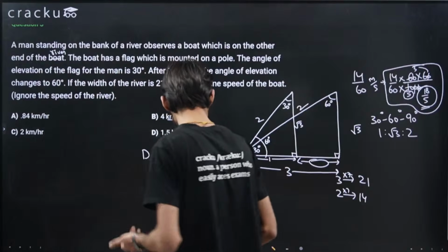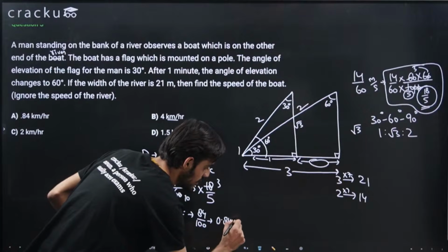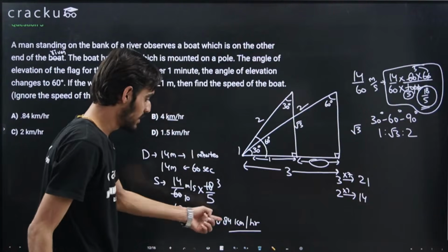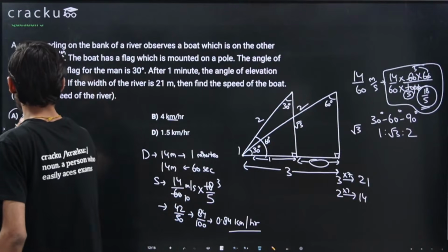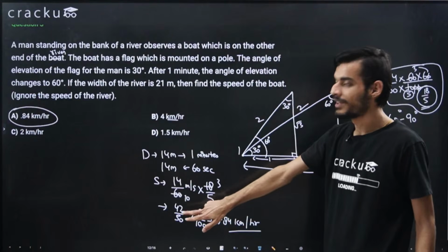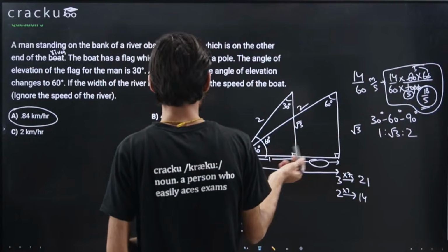Because we are not getting an integer answer. This is 0.84 kilometer per hour. I thought the answer will be integer, but it is not. So this is 0.84 kilometer per hour, which is option number A. I hope this should be clear. I have just multiplied the numerator as well as denominator by 2, just to simplify. I hope this should be clear.